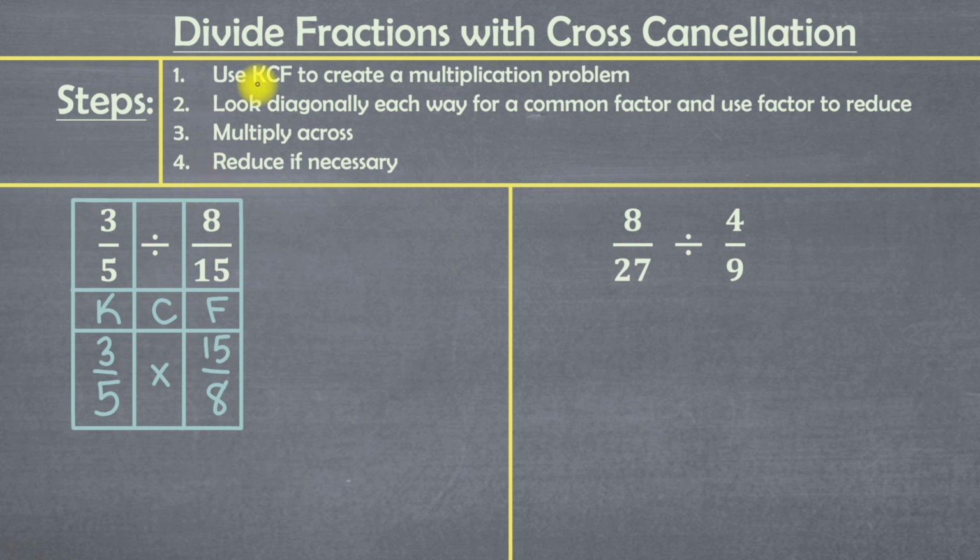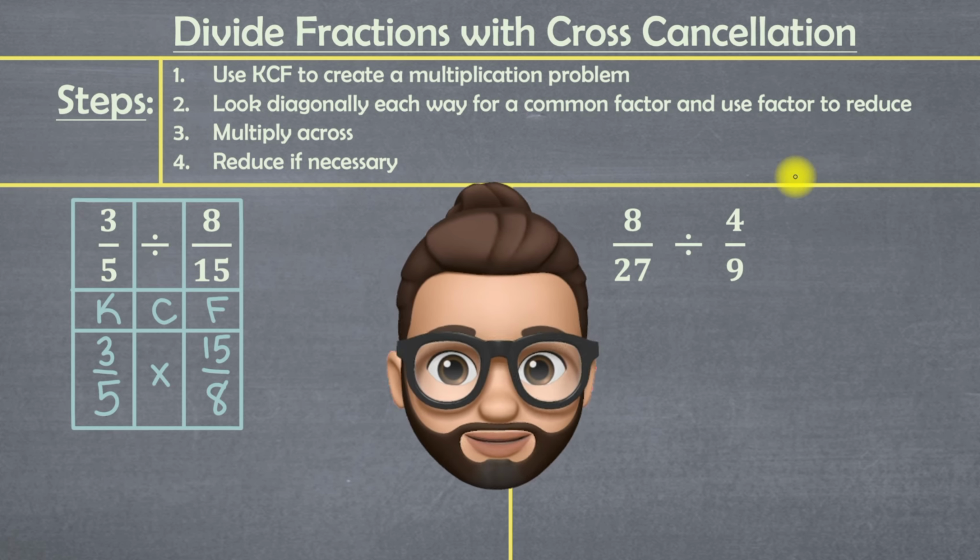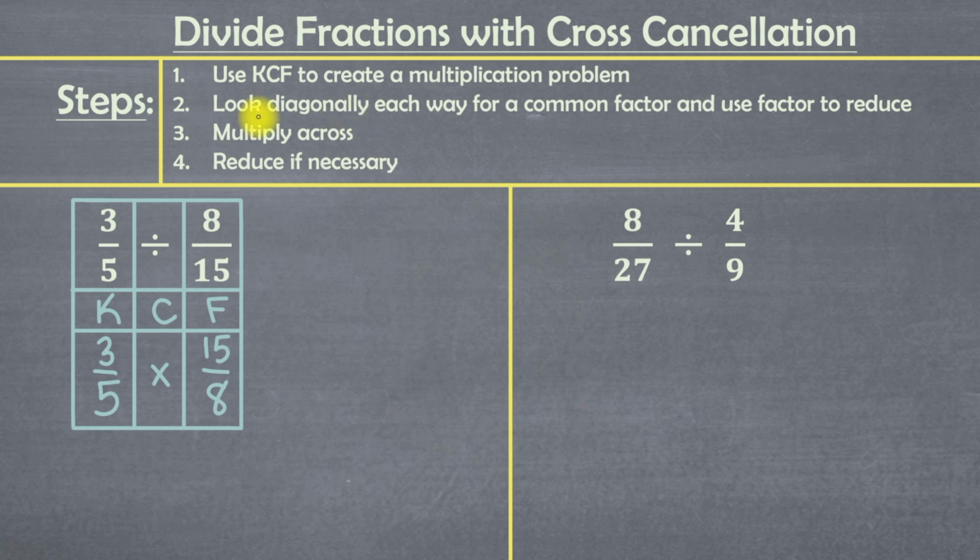Now step 2 is where it gets a little bit tricky. We've got to look diagonally each way for a common factor and use the factor to reduce. So that was really wordy. So let's slow it down and go over exactly what that means in this example. So when step 2 says to look diagonally, what it means is you're going to look at the numerator or the top on one fraction and look at the bottom or the denominator on the other fraction. So right now we're just going to look at the values 3 and 8. And we're going to ask ourselves, is there any factor or number that can divide both 3 and 8? Well, there is none. So let's look diagonally the other way now to see if that works.